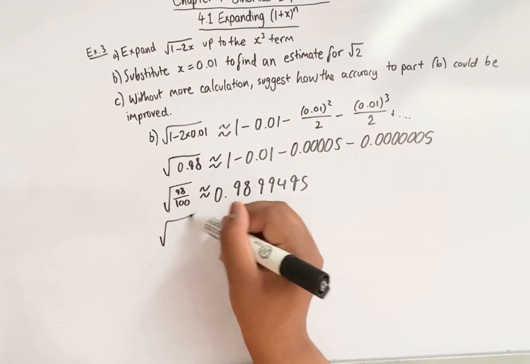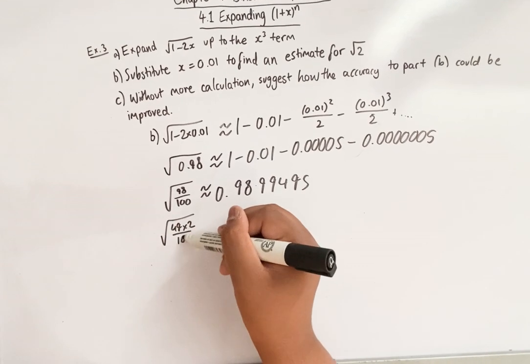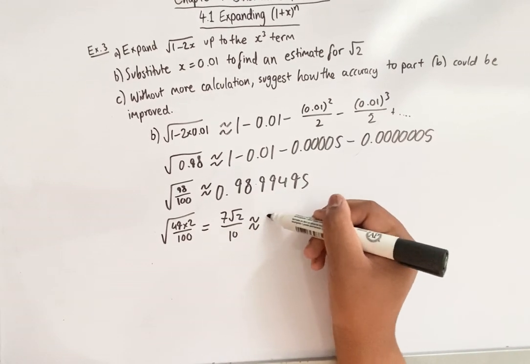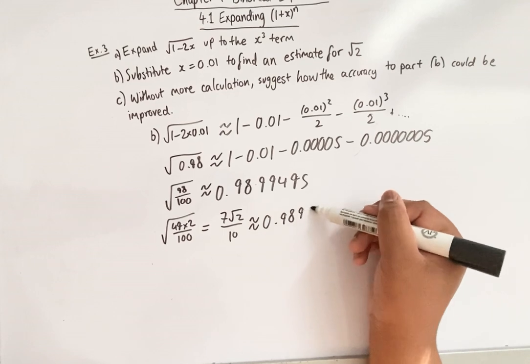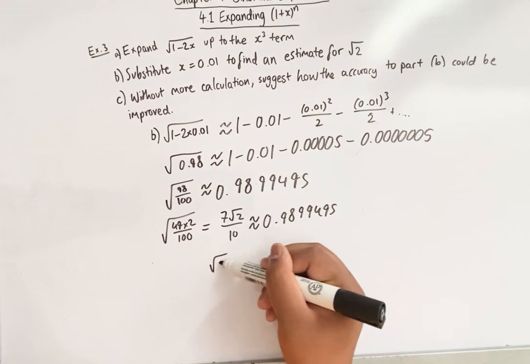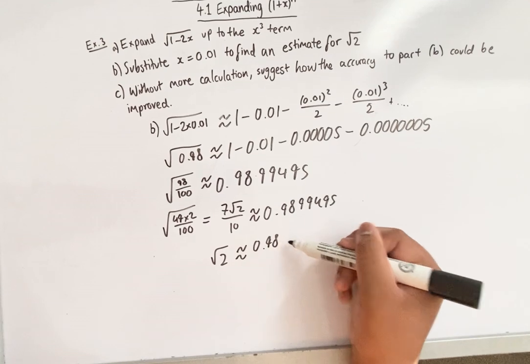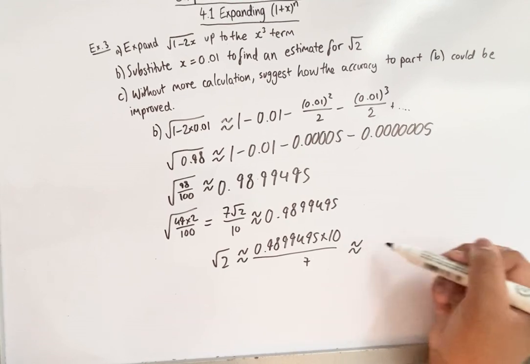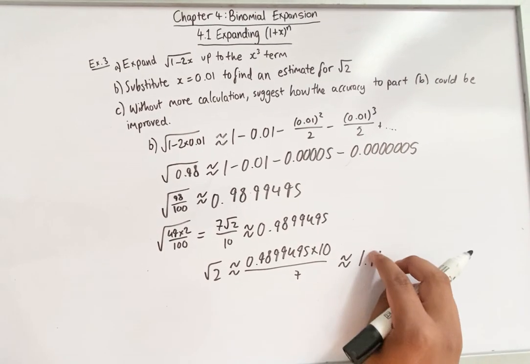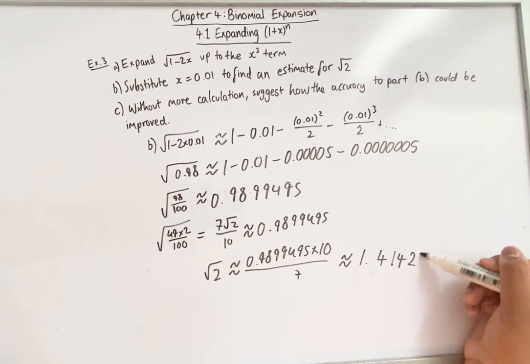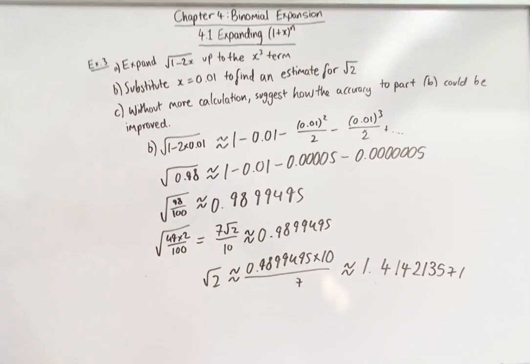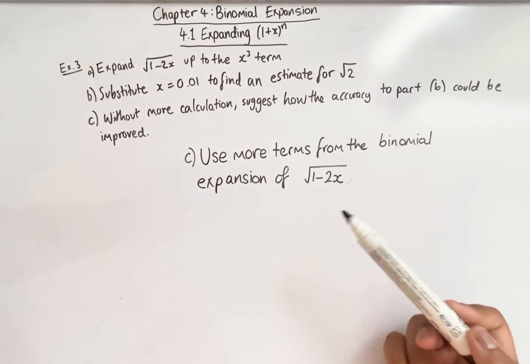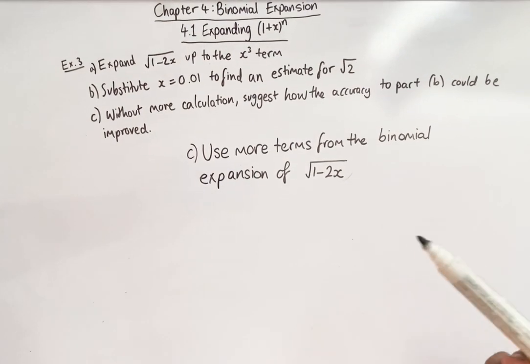So this is going to be the square root of 49 times 2 over 100, which is equal to 7 root 2 over 10, which is around 0.9899495. So the square root of 2 is around 0.9899495 times 10 over 7, which is around 1.4142135. For part C, you could say something suitable along the lines of use more terms from the binomial expansion of the square root of 1 minus 2x, as that would increase the accuracy of the approximation.